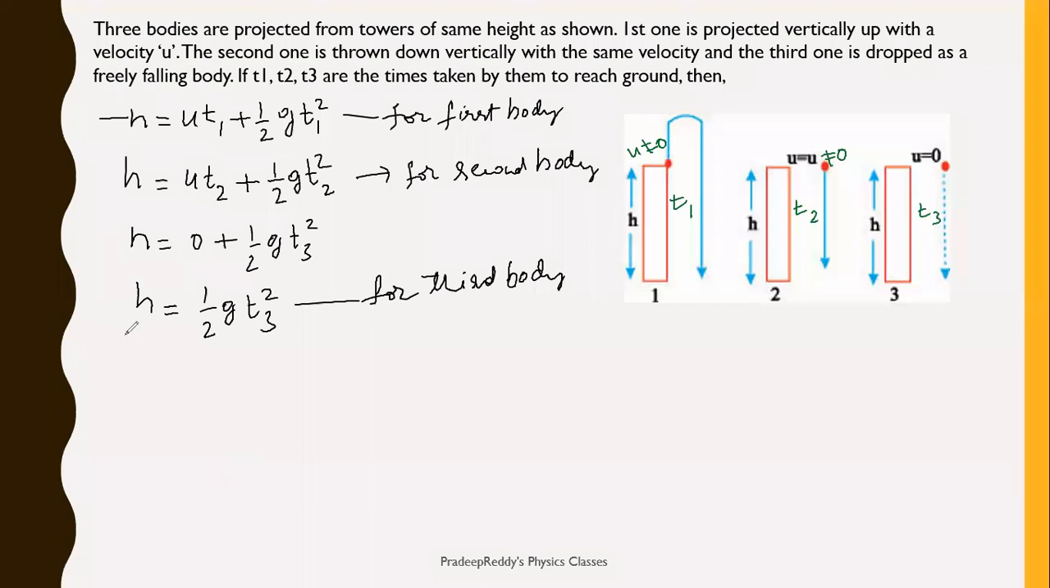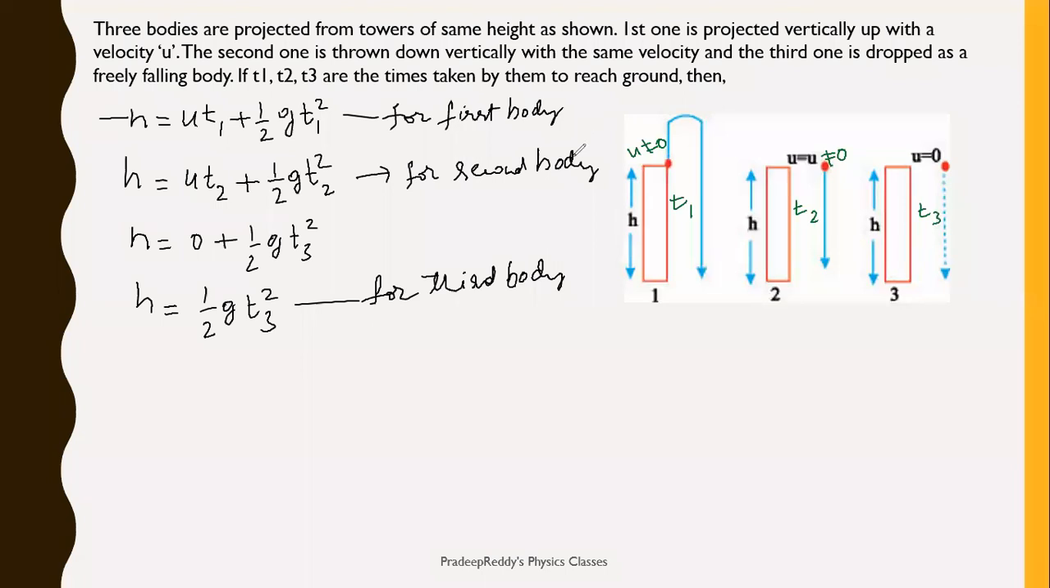Now, commonly for all the 3 bodies, the height is the same. So for the third body, you have got the value of h. You can take that and substitute in the second equation. From there, you can solve for T2 and T3. From there, you can use T1 or T2 or T3 in equation 1. Finally, you can relate the values of the times T1, T2 and T3.